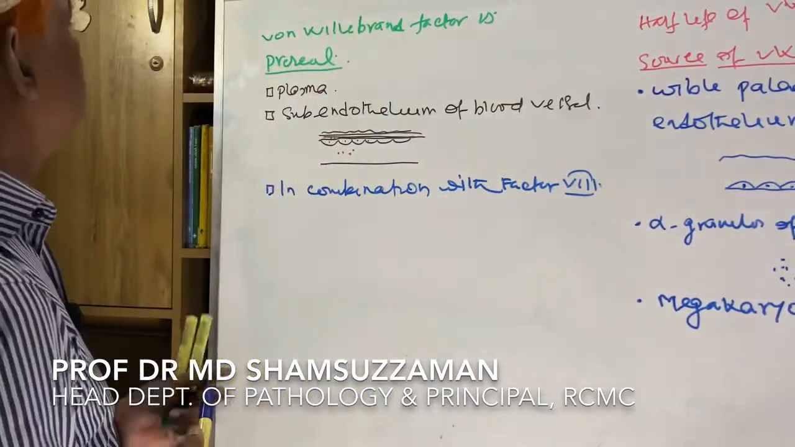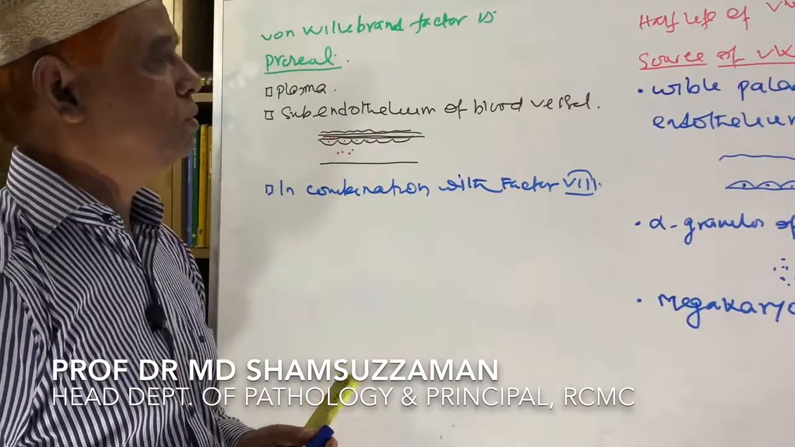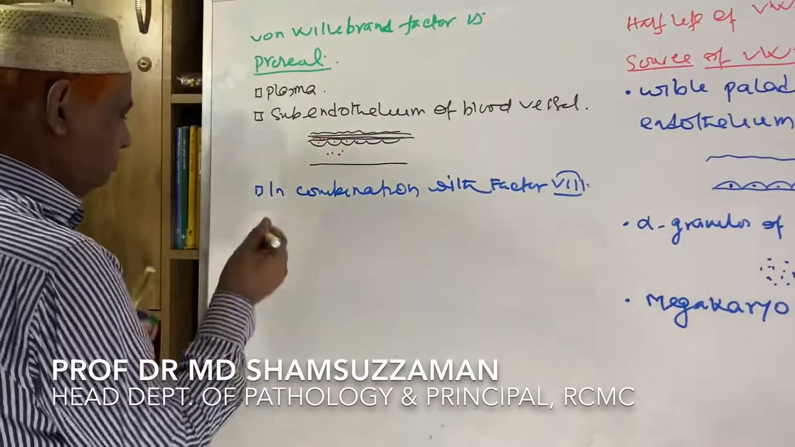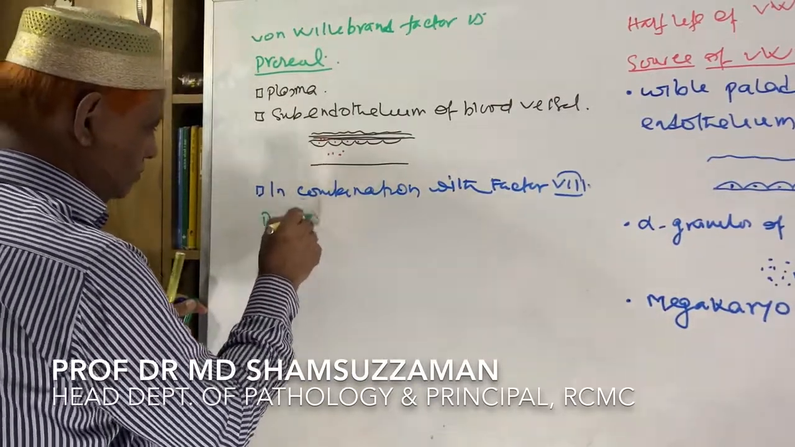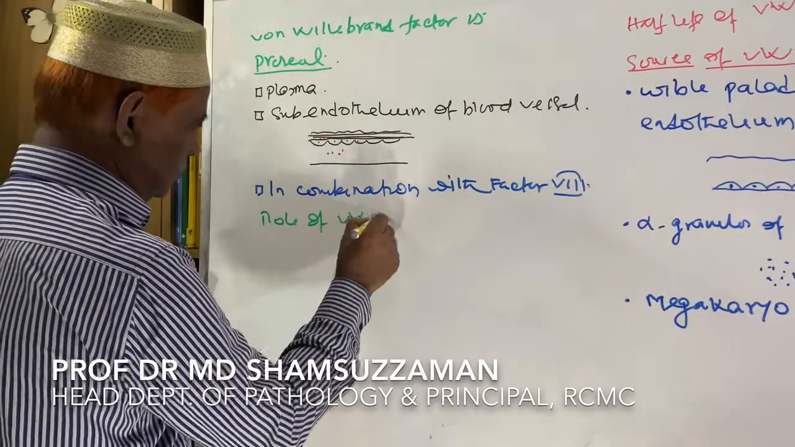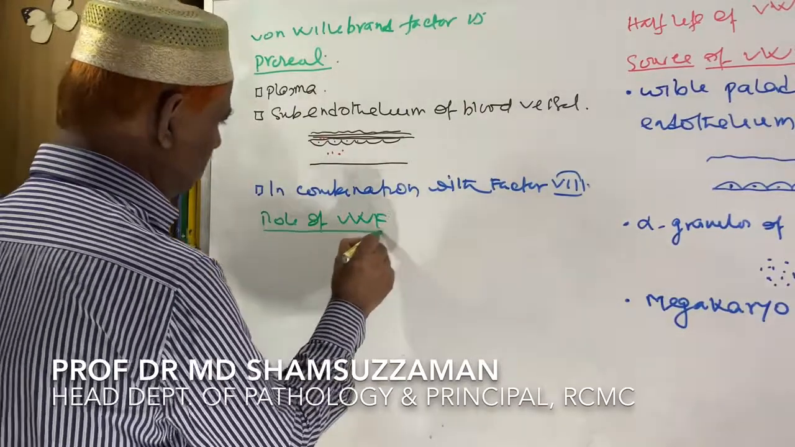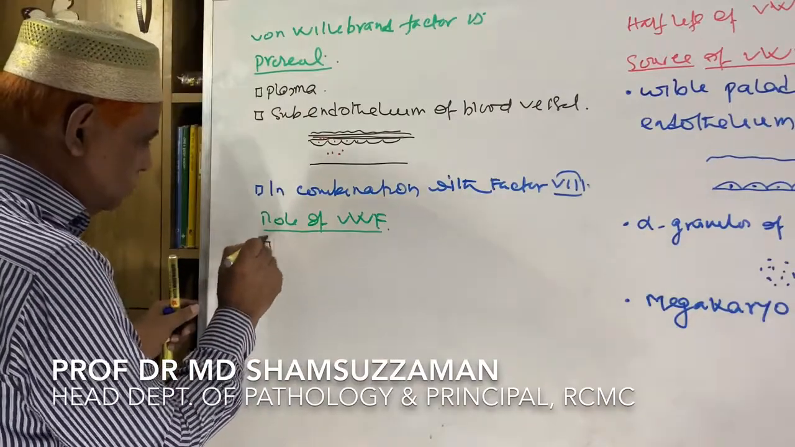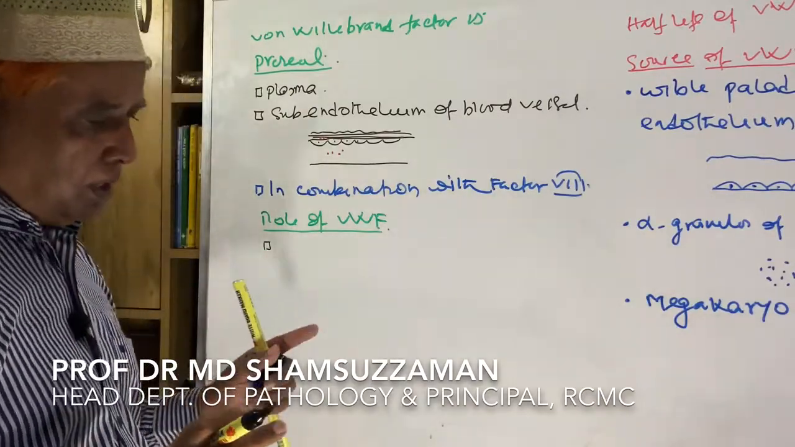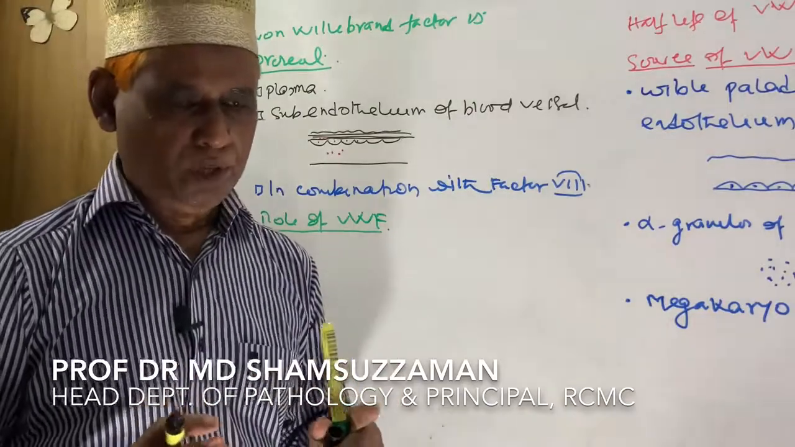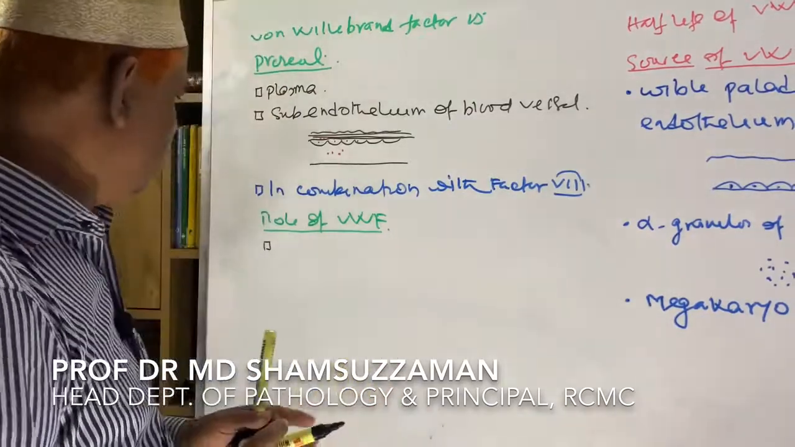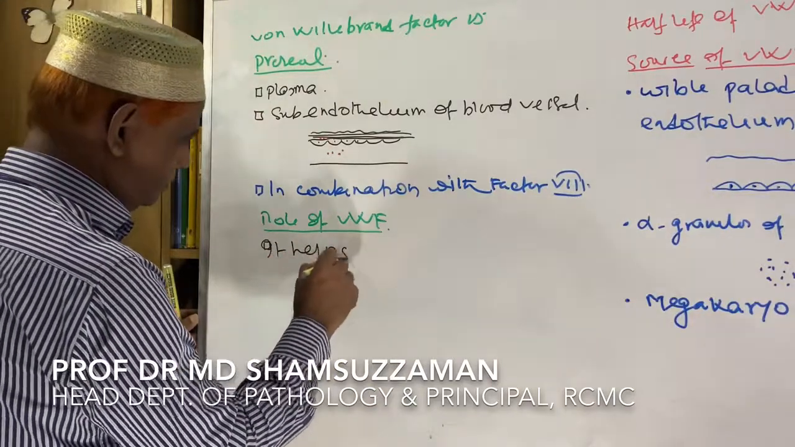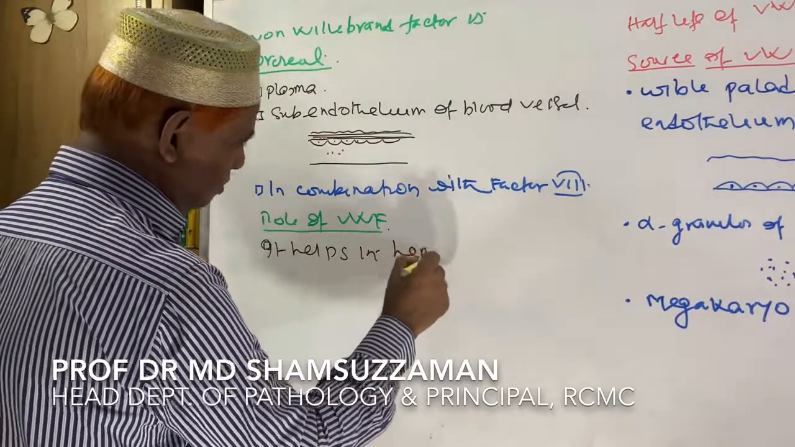Now come to the role of von Willebrand factor. First and foremost role, it helps in hemostasis.